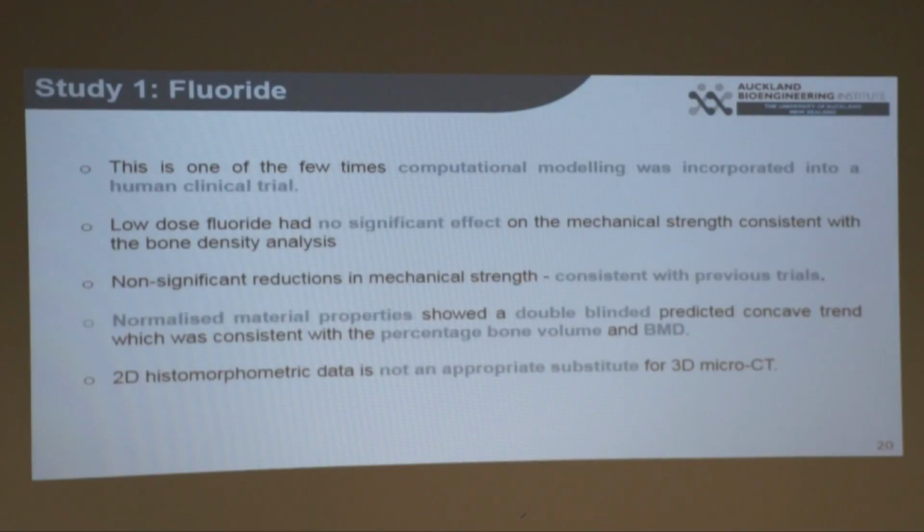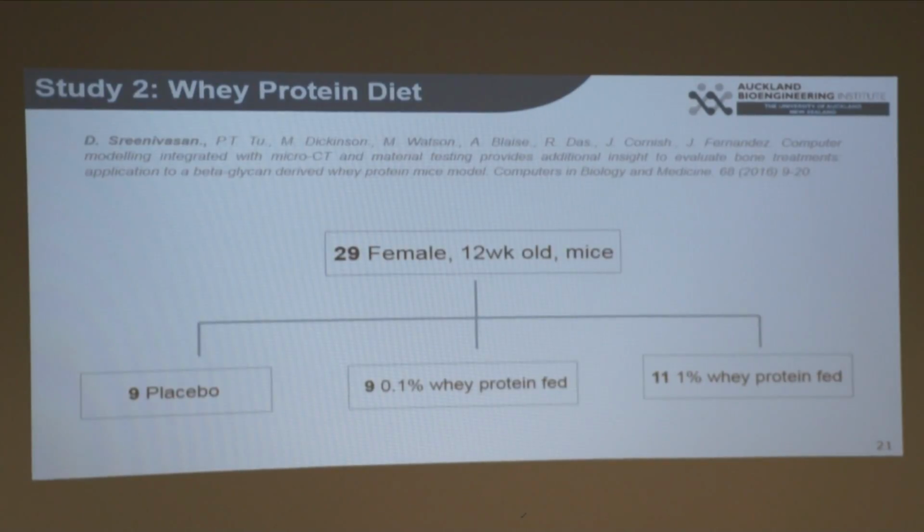So once that study was all wrapped up, we moved on to the second study, the influence of a whey protein diet in a mice model. So in this study, we had 29 female 12-week-old mice randomized into 3 groups: placebo or the control, or they were given 0.1% or 1% whey protein.